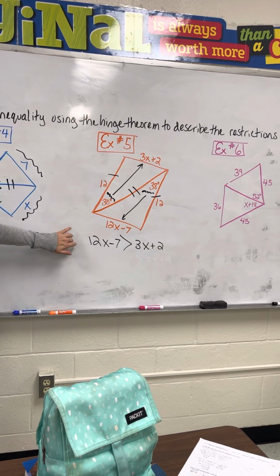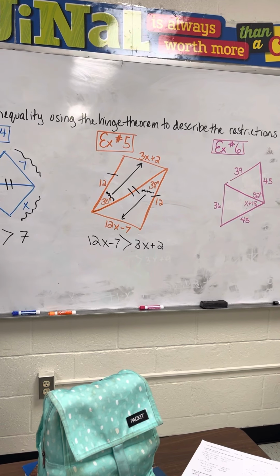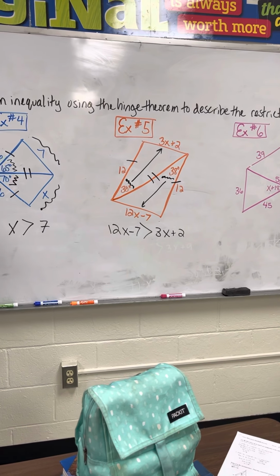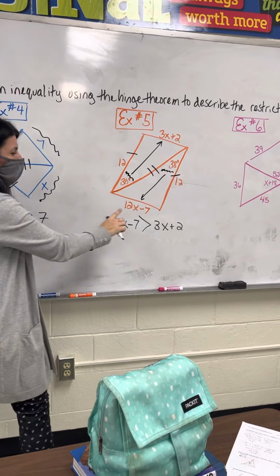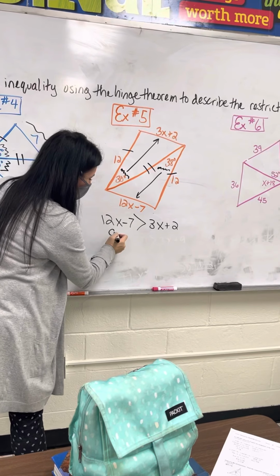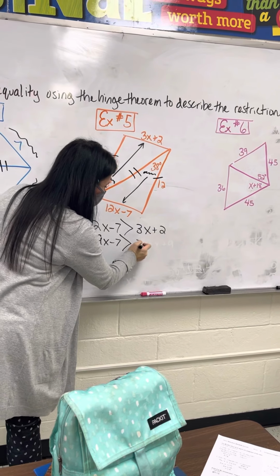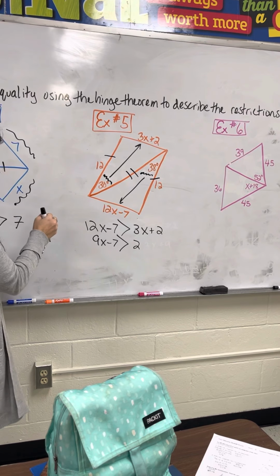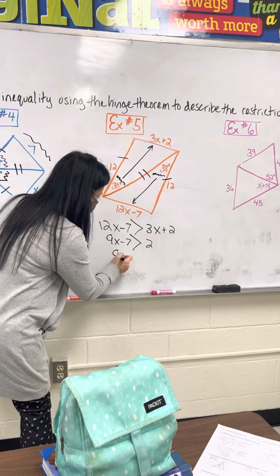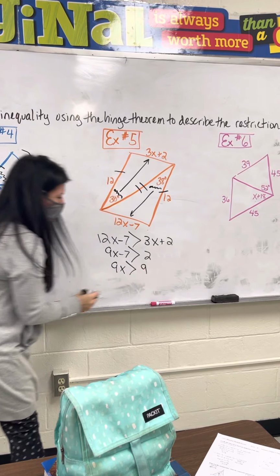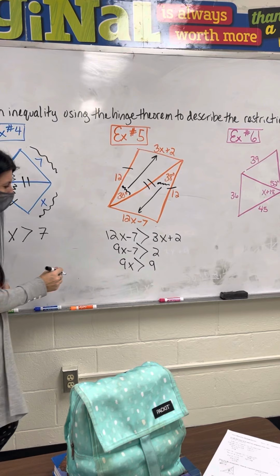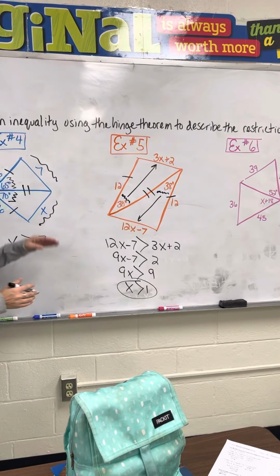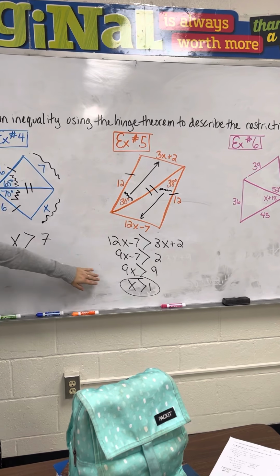This is actually what pre-algebra is doing right now. So what's my first step in getting x by itself? What do I do first? Move my 3x over. When I do that, I get 9x minus 7 is greater than 2. What's my next step? Add 7 to both sides. And my last step, I'm going to divide both sides by 9, and I get x is greater than 1. So this is my restrictions. X can be anything bigger than 1.